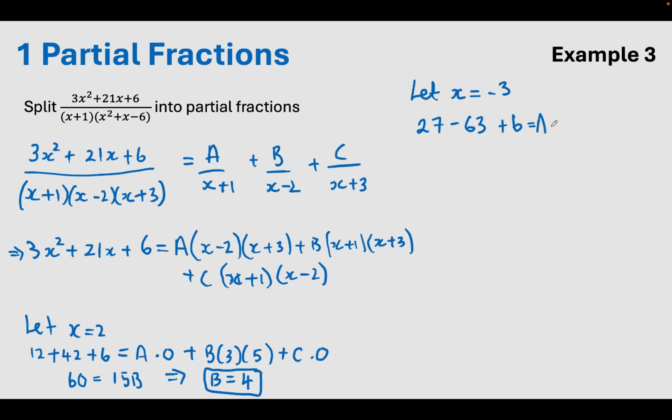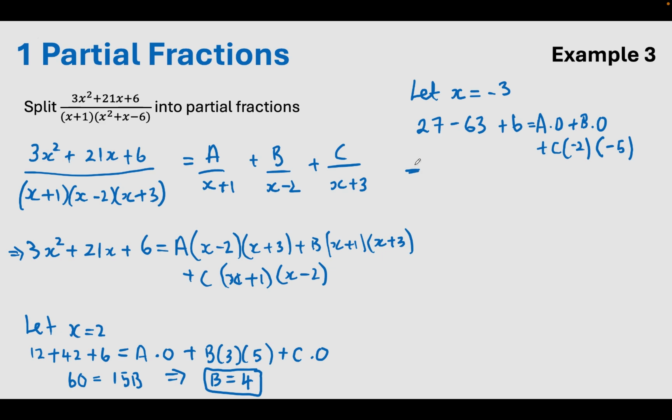Now my a will multiply by a 0. My b will also multiply by a 0. And c, I now get minus 3 add 1, which is minus 2. Plus c times minus 2. And I get minus 3 minus 2, which is minus 5.